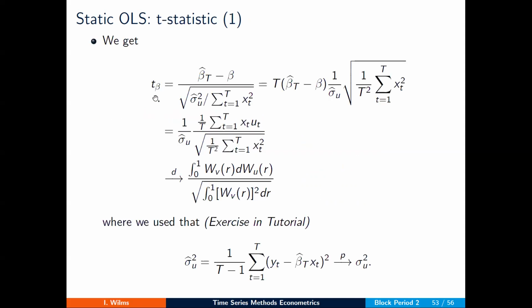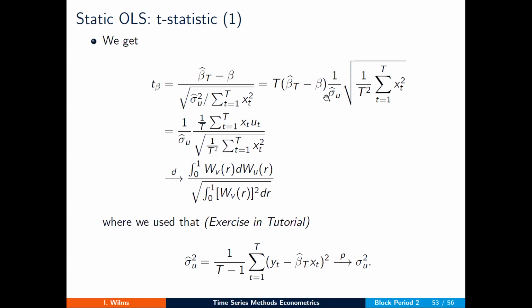What about the test statistic? Well, again, just start from its definition: estimator minus quantity under the null divided by the standard error. And in the next step over here, I already introduced the appropriate scalings for all of the terms.